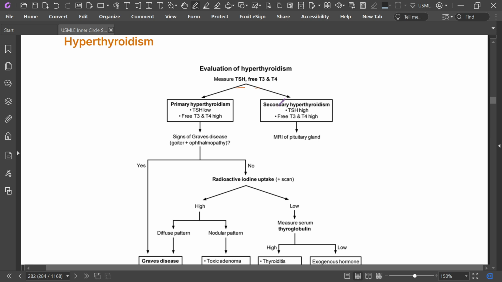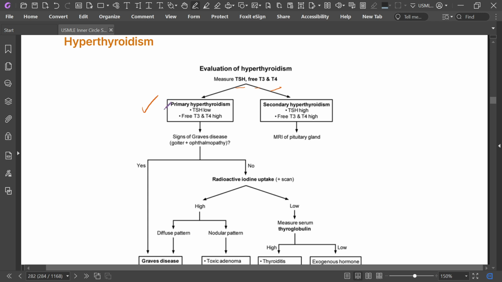and FT3. If TSH is low and FT3, FT4 are high, that is primary hyperthyroidism.